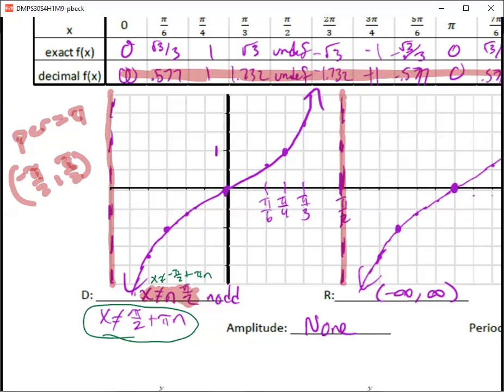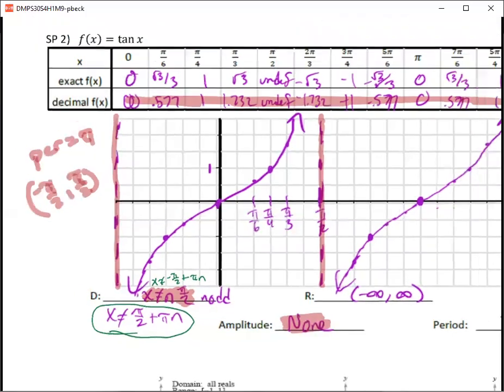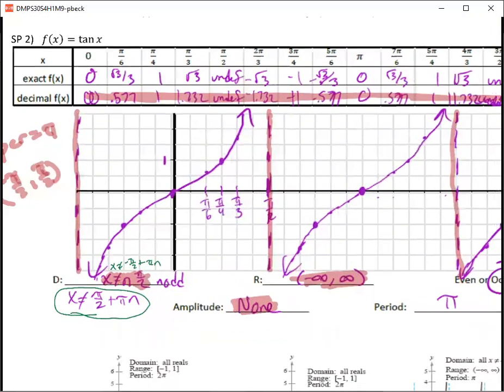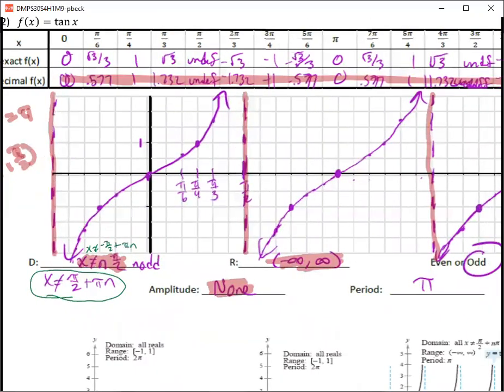So once again, there is no amplitude for tangent, because the average of infinity and negative infinity is not necessarily 0, believe it or not. So we can't really average those two. So there's no amplitude. Amplitude only exists for sine or cosine. The range is from negative infinity to infinity on all of those. So the range is going to be very nice for us to be able to list because it's always negative infinity to infinity. And as I mentioned before, the period is going to be pi instead of 2 pi.